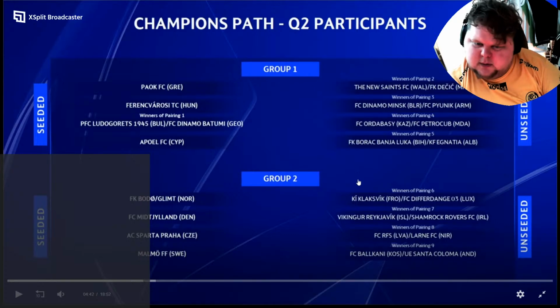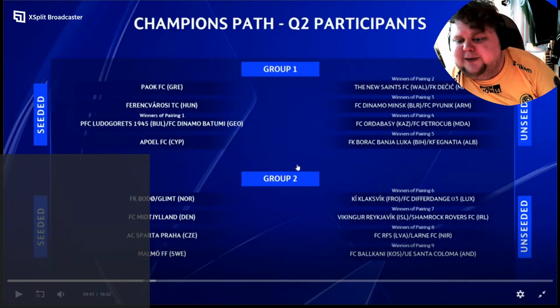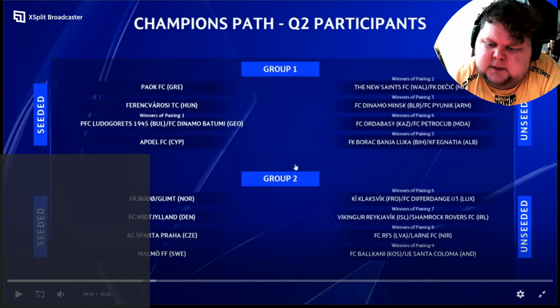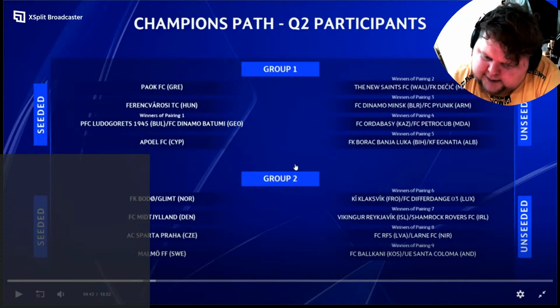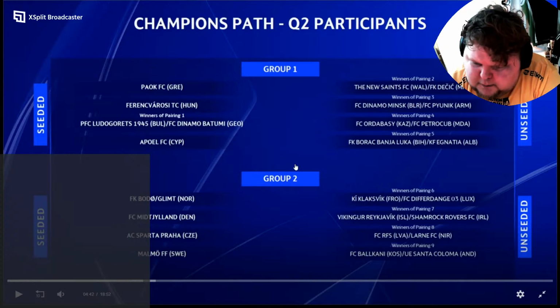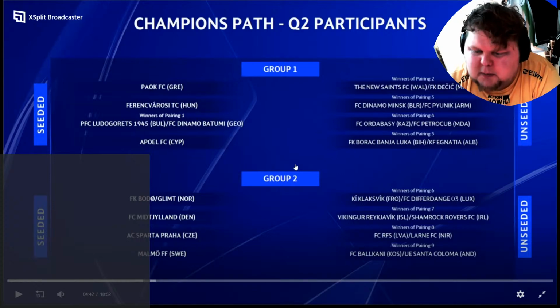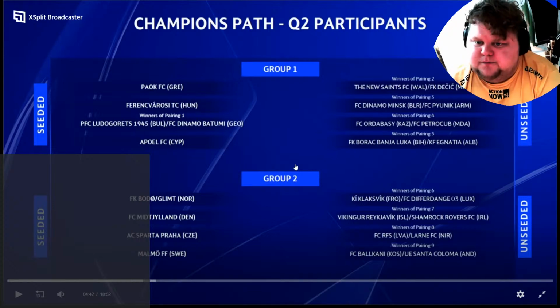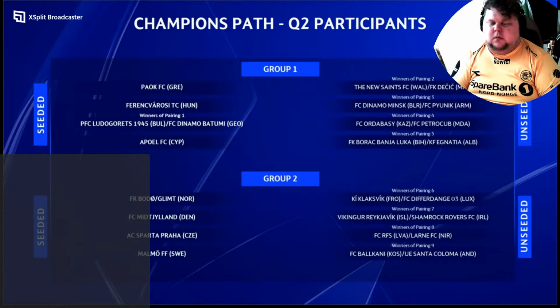When we come after to the League Path draw, with only 4 teams, the clubs are split into 2 seeded and 2 unseeded teams. So the group: Bodø Glimt, FC Midtjylland, AC Sparta Praha, and Malmö, right? Okay, yeah, no groupings in that path.